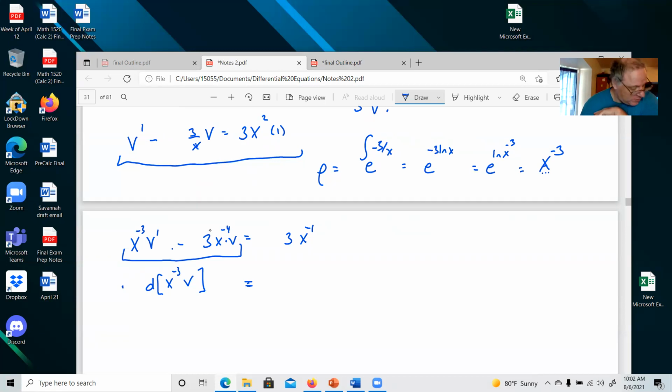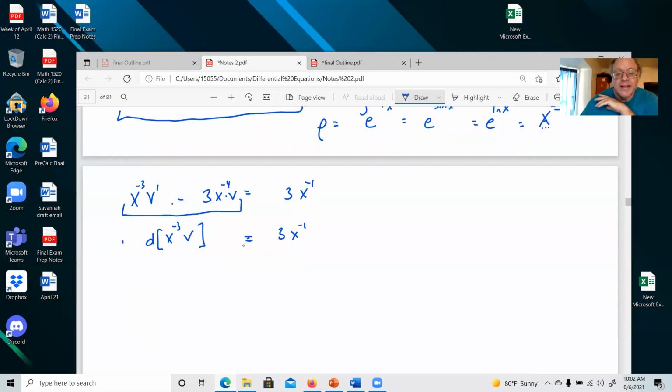Okay, so let's see what we got here. We got 3x to the negative 1. Did I really forget to do that? Yeah, it looks like I did. All right, go ahead and take the integral of both sides. So we end up with x to the negative 3 v equals 3 natural log x plus c. And then what we're going to do is multiply both sides by x cubed. And we'll have v is equal to 3x cubed natural log x plus cx to the 3.